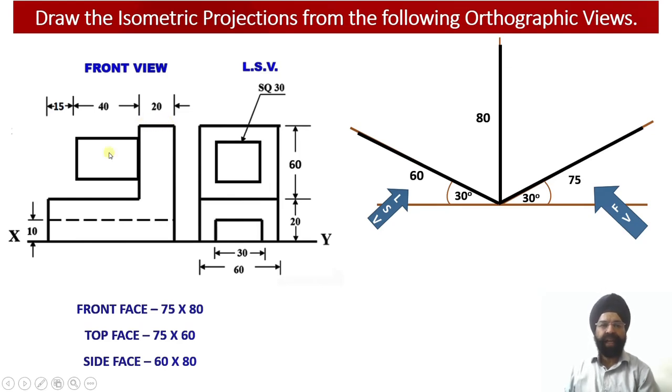Now element number 3 is a projected square surface. This square surface has a dimension of 30 millimeter and is located centrally in front of this square block. This vertical web is a square block having a dimension equal to 60 millimeter, and this is the length or the thickness of this vertical web, which is equal to 20 millimeter.